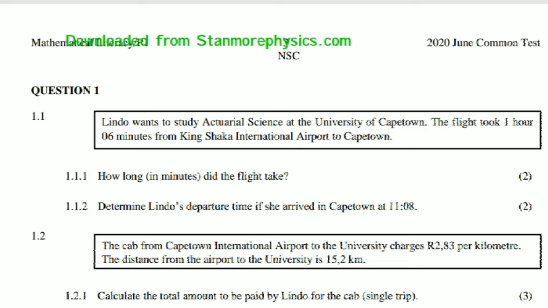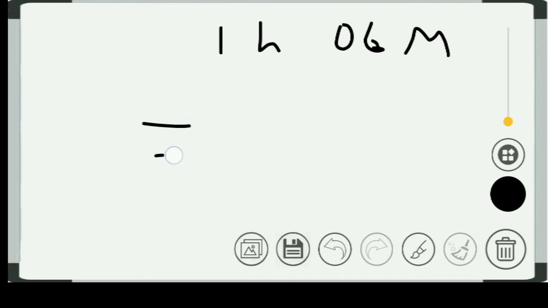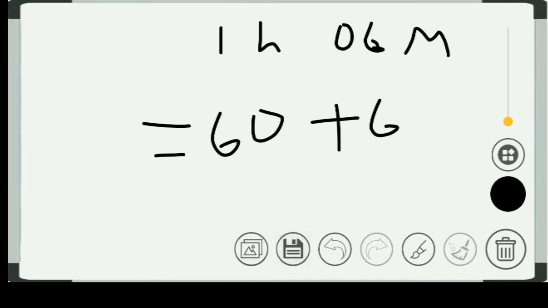So we're going to start with writing the time, which is 1 hour 06 minutes. So we start with 60 minutes, because in 1 hour there's 60 minutes, plus 6 equals 66 minutes. As you saw, the question just said, how long in minutes did the flight take? So we're just writing in minutes. That's it.